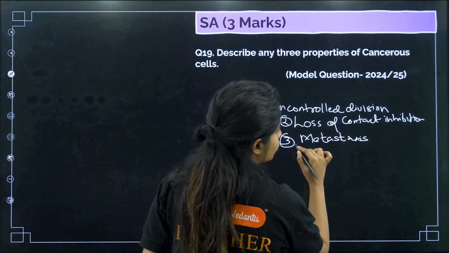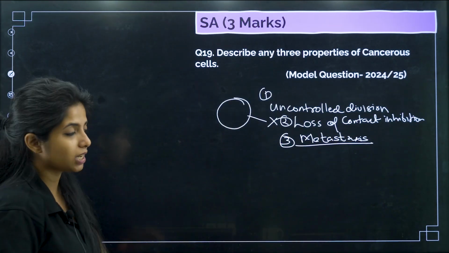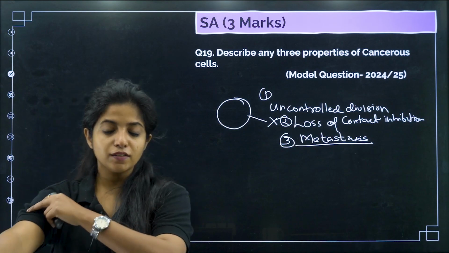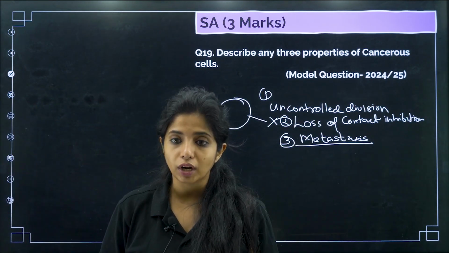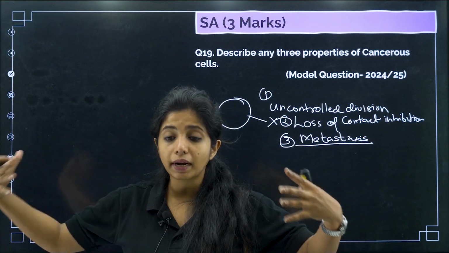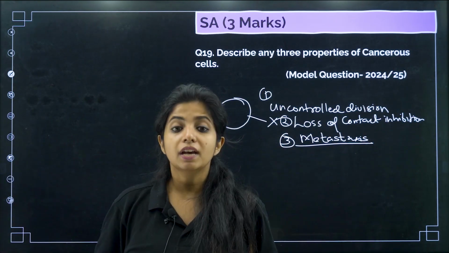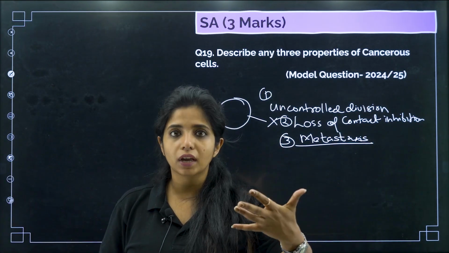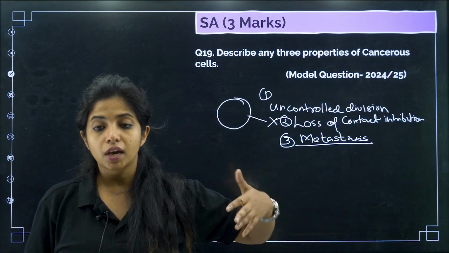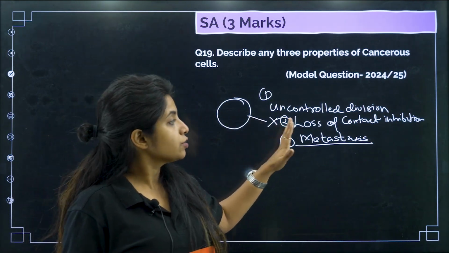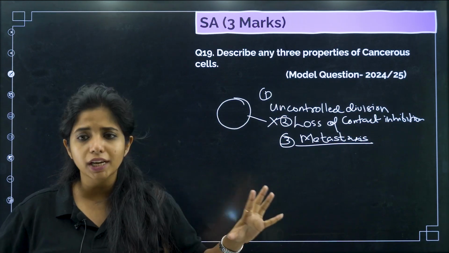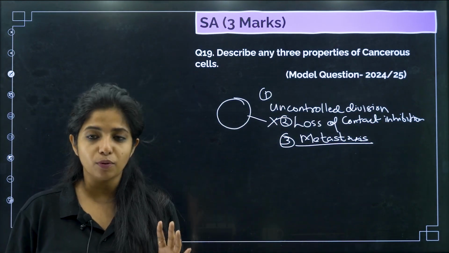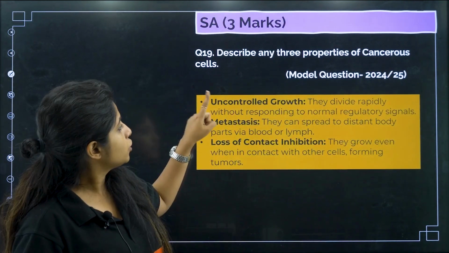What do you mean by metastasis, my dear children? For example, here I have certain cancerous cells. These cells will be moving to other areas of my body. They will keep on spreading to different locations of my body, which is why we say the cancer becomes more grave when it comes to different stages. After some stage, it will show metastasis. It will keep on going to different parts of the body, which is very dangerous. So these are the very important 3 properties of cancerous cells.